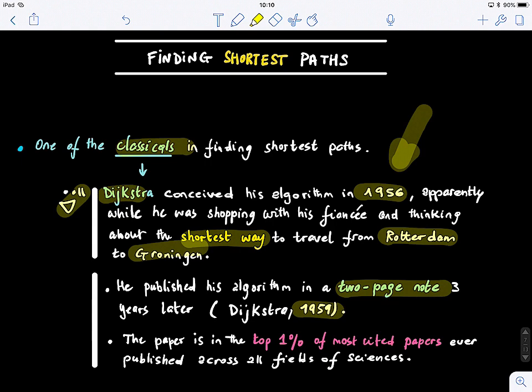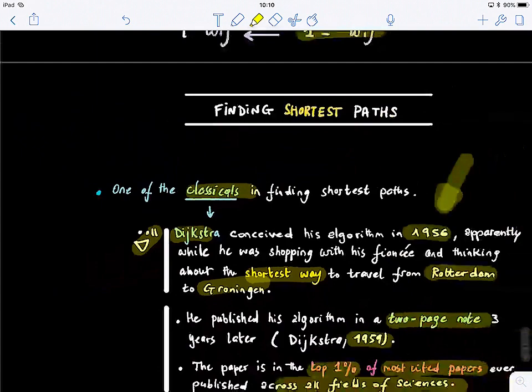And the paper is in the top 1% of most cited papers ever published across all fields of sciences. So this is why you need to know this algorithm. Even if it's old and classical and simple, people still use it. There are many, many variations of Dijkstra's algorithm, which means people build on his work, try to optimize it, and derive many other ideas.